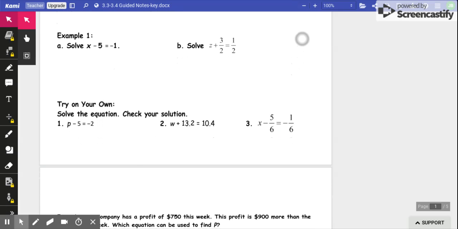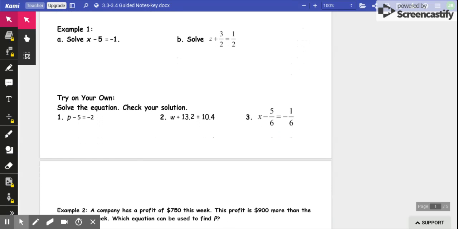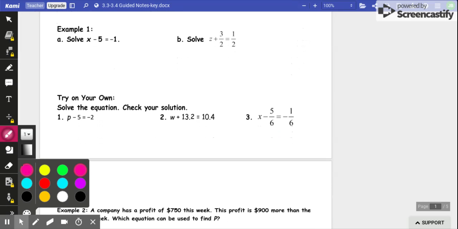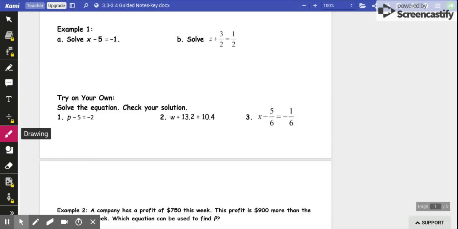Okay, so let's take a look at example 1. Right here I see x minus 5 equals negative 1. When we talk about opposite operations, we want to undo whatever we have done there so we can get x all by itself. Right now I have x minus 5, so to undo that operation, I'm going to add 5 to both sides of the equal sign. Because negative 5 and a positive 5 cancel each other out, I have x equals negative 1 plus positive 5, which gives me a positive 4.